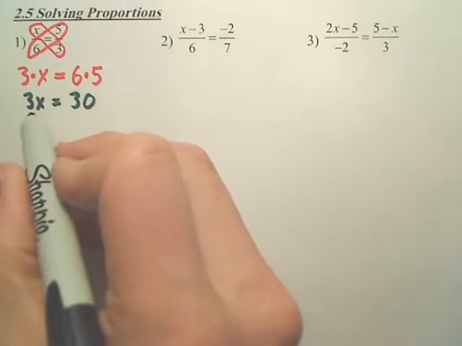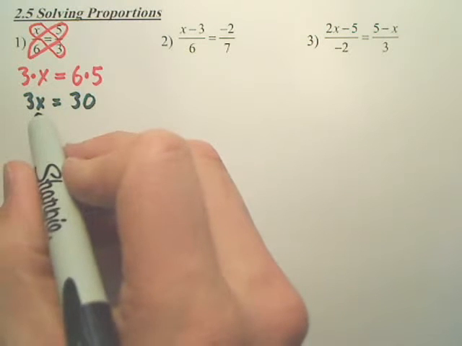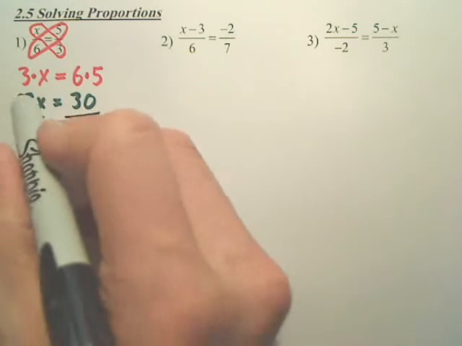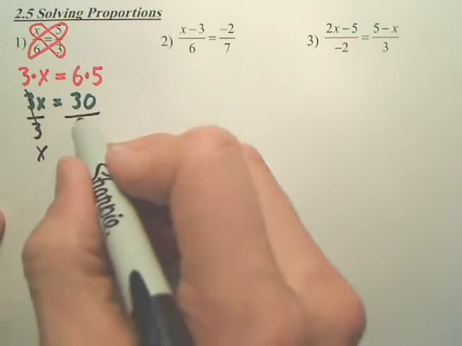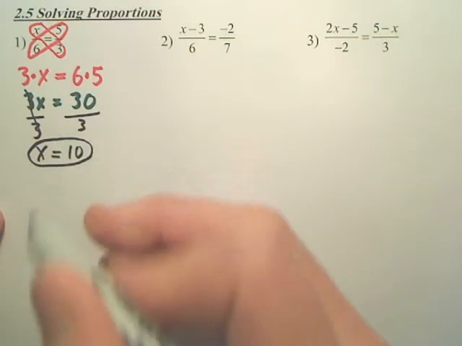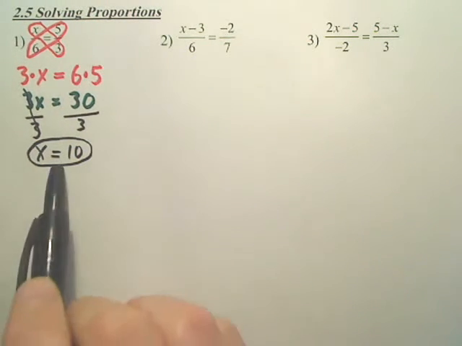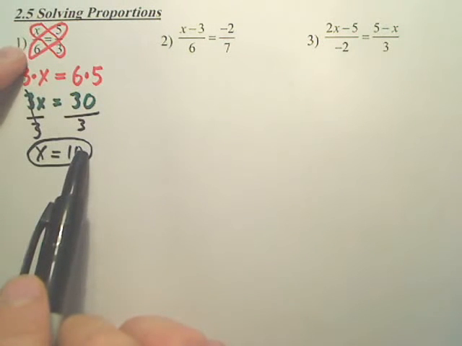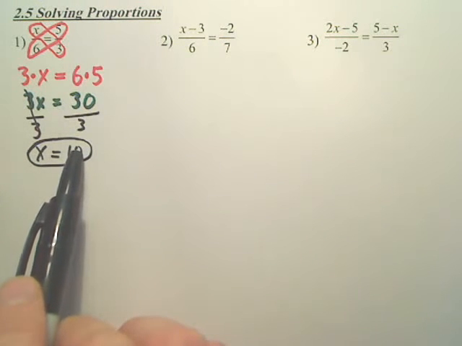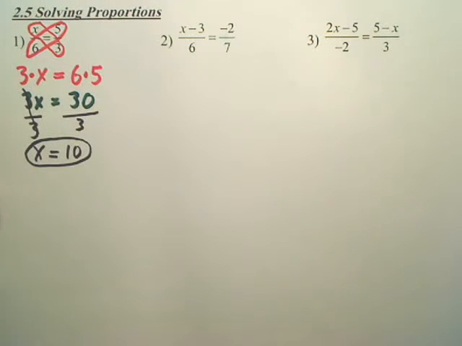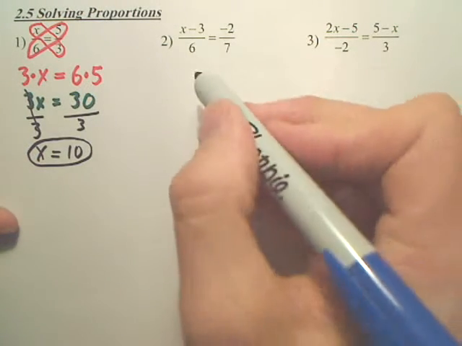To finish this off, how do you get rid of the 3 to the x? You divide it off. So we're going to divide both sides by 3, bam, x. So x equals 10. Let's think about that. If x is 10, does 10 over 6 equal 5 over 3? Does 10 over 6 equal 5 over 3 when you reduce it? That's the idea.